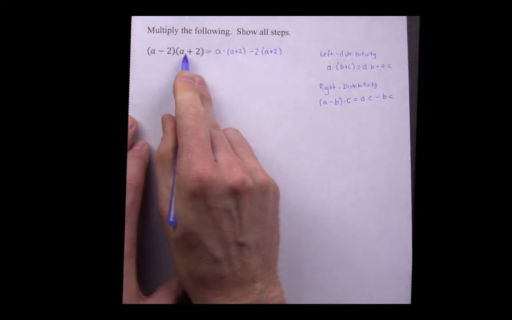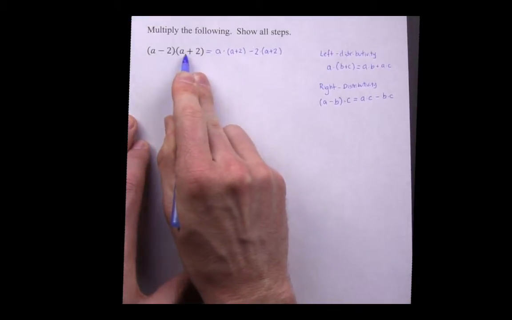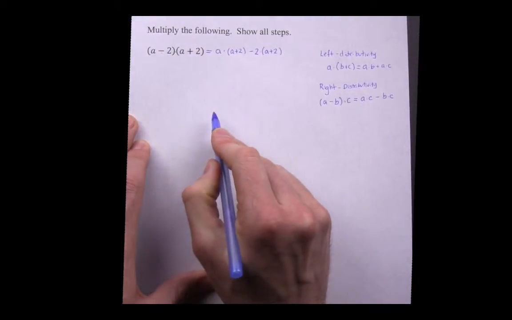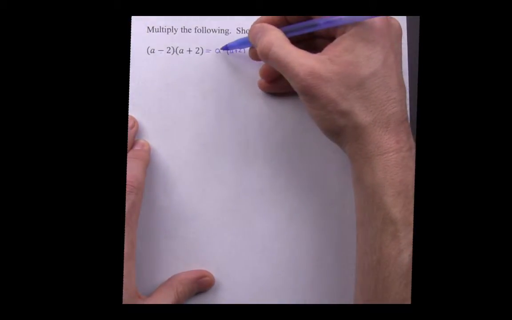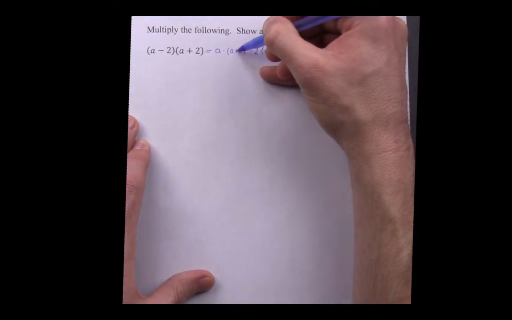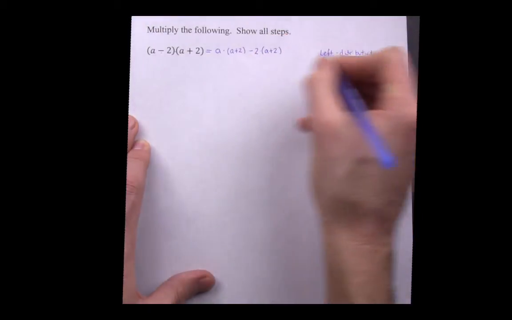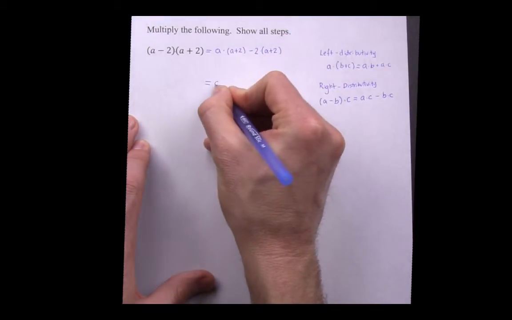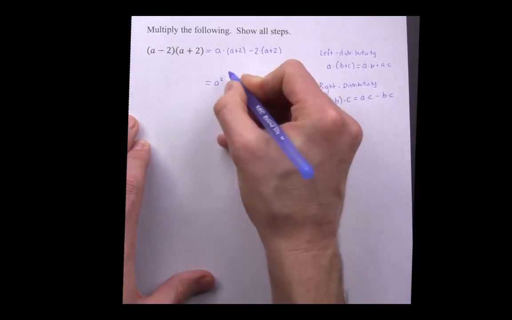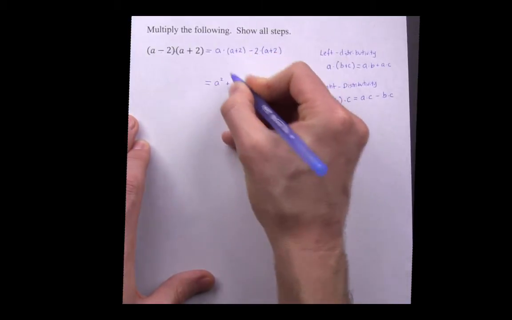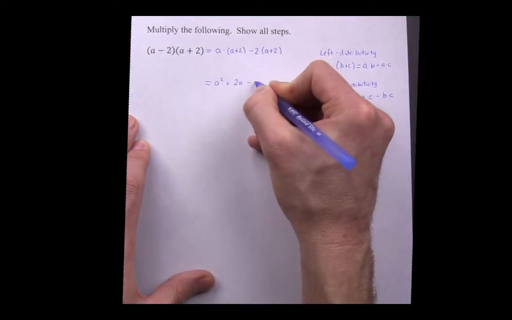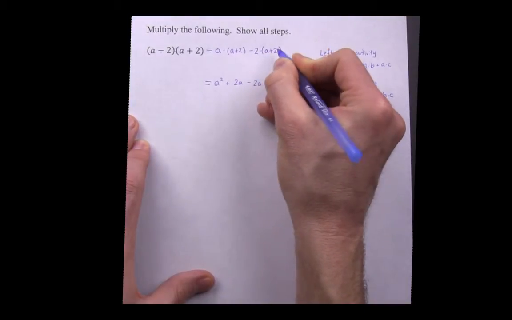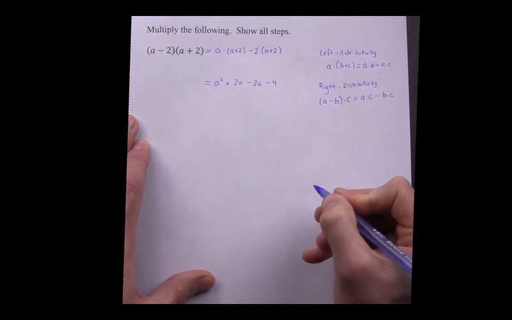Okay, the first step came from right distributivity of this expression through that subtraction, and we've set ourselves up to do left distributivity twice. Here we have a multiplication on the left-hand side through an addition on the right-hand side. So, using left distributivity, we have a times a is a squared, plus 2 times a is 2a, minus, here we have a minus 2 times a is minus 2a, minus 2 times 2 would be minus 4.